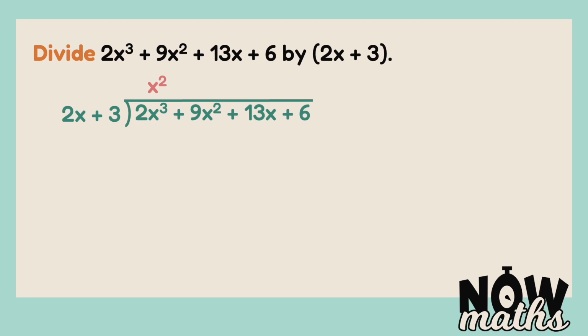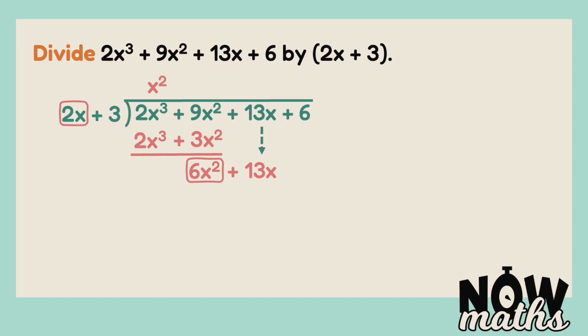So to find the remainder, we're going to multiply the x squared we just found by 2x plus 3. When we multiply x squared by 2x, we get 2x cubed, and when we multiply x squared by 3, we get 3x squared. Now we subtract this from the cubic above to work out what the remainder is. So 2x cubed subtract 2x cubed is 0, and 9x squared subtract 3x squared is 6x squared, which is the remainder. We will then bring down the next term from the cubic, which is 13x.